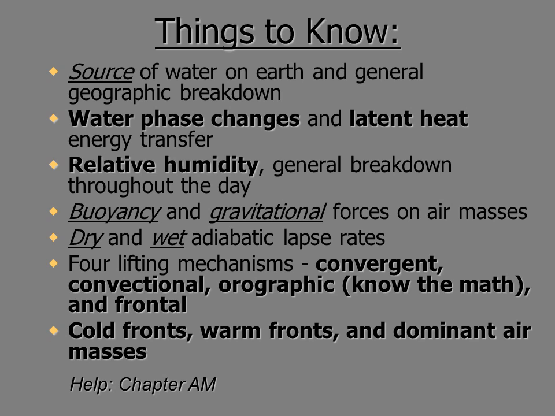Okay guys, we've made it to the things to know list for this lecture. I need you guys to understand the source of water on Earth and its general geographic breakdown, the water phase changes and latent heat energy transfer, relative humidity and the general breakdown throughout the day, the buoyancy and gravitational forces on an air mass, the dry and wet adiabatic lapse rate, and I'll just state them for you. The dry that I want you to know is 10 degrees Celsius per 1,000 meters. The wet is 5 degrees Celsius per 1,000 meters. The four lifting mechanisms: convergent, convectional, orographic, and frontal. The math part we're going to talk about in lab. Cold fronts, primarily. Warm fronts, not really. And the dominant air masses.